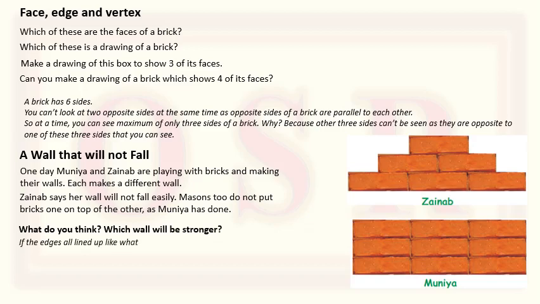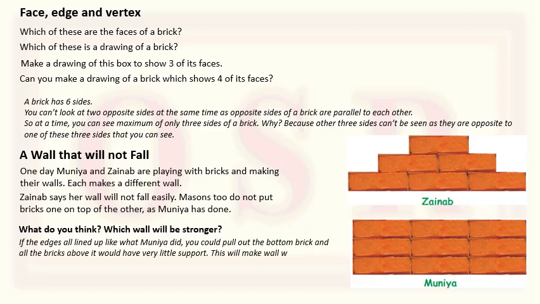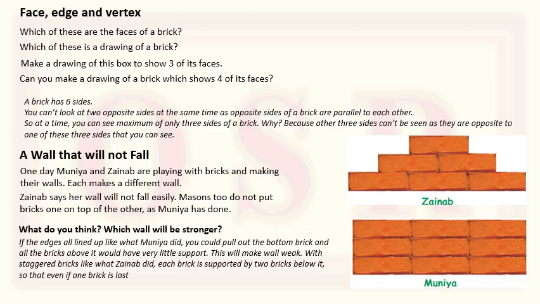If the edges all lined up like what Munia did, you could pull out the bottom brick and all the bricks above it would have very little support. This will make the wall weak. With staggered bricks like what Zainab did, each brick is supported by 2 bricks below it, so that even if one brick is lost, other bricks will have support, making the wall stronger.